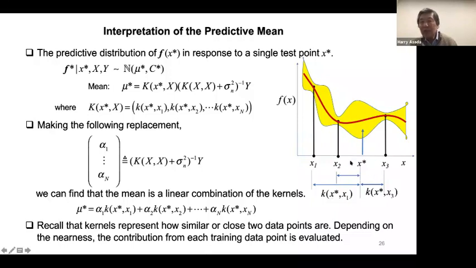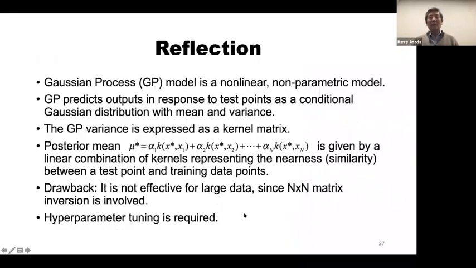And then interestingly, the prediction at this point, the mean value, is a linear combination of these kernel values, which basically represent how close they are. So this is a really neat result, and the result is very much interpretable, transparent. Recall that the kernels represent how similar or close two data points are. Depending on the nearness, the contribution from each training data point is evaluated and put together like this.